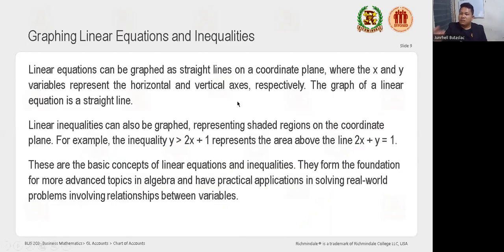Now, just a recap. Linear equations can be graphed as straight lines on the Cartesian plane, where the x and y variables represent the horizontal and vertical axes, respectively. The graph of a linear equation is a straight line. Take note of that. Linear inequalities can also be graphed, representing shaded regions of the Cartesian plane. For example, the inequality y is greater than 2x plus 1 represents the area above the line 2x plus y equals 1. So these are the basic concepts of linear equations and inequalities.